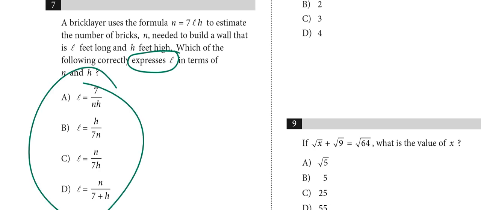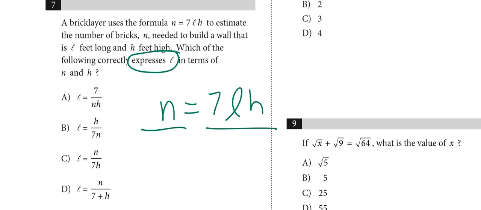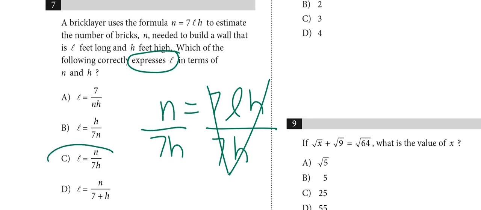Well, guess what? That was kind of given to me by all the answer choices. Solve for L. All right. So N equals 7LH. Looks like we just need to do division by what? Not by L. We want to leave L alone. Let's divide by 7 and H. Those would cancel, leave L, and so which one do we have here? N over 7H. Answer choice C.